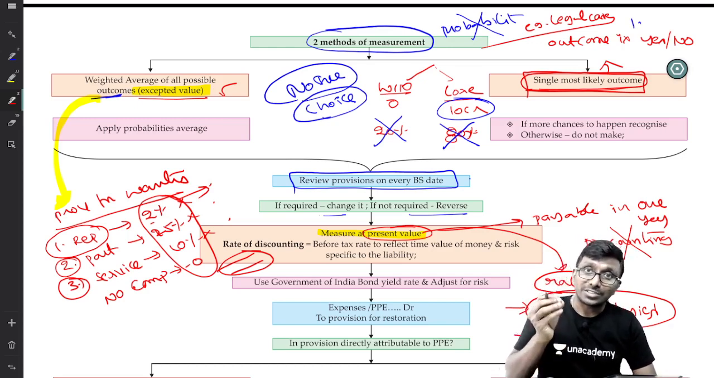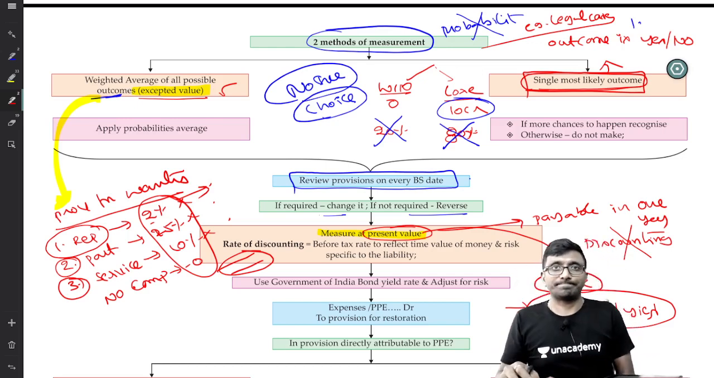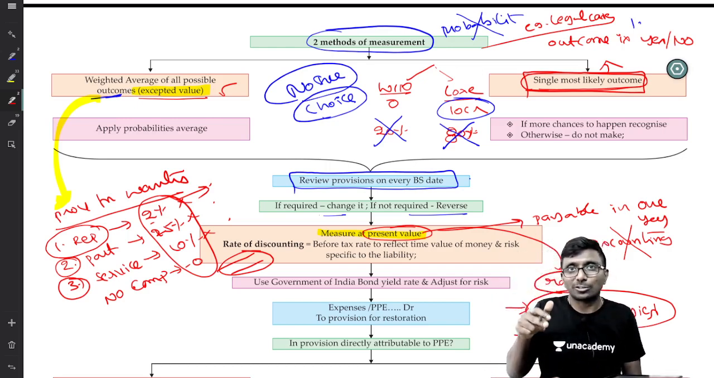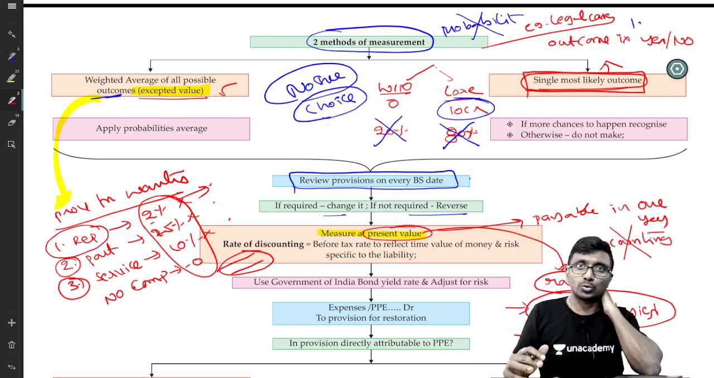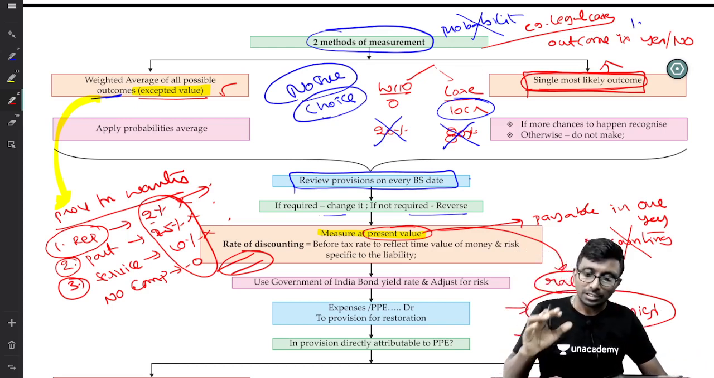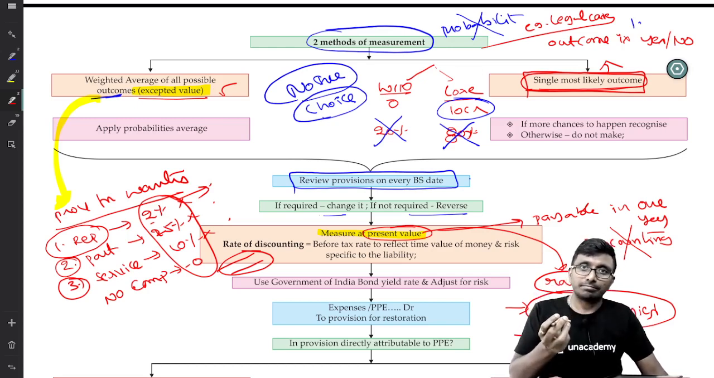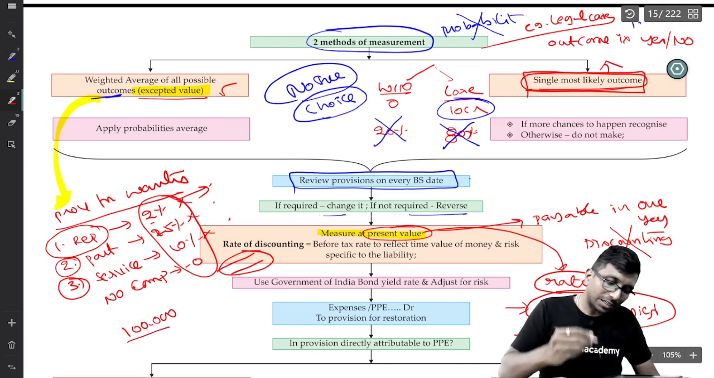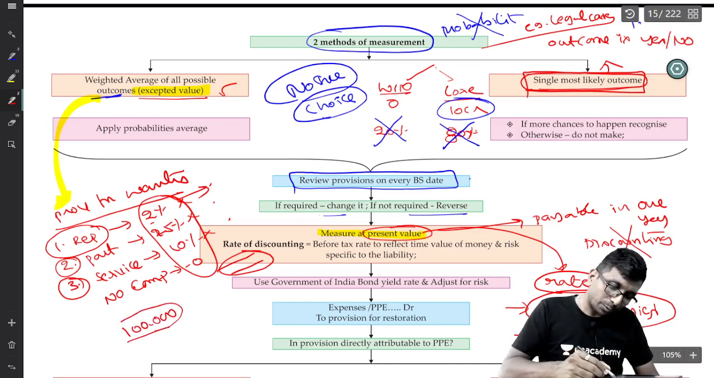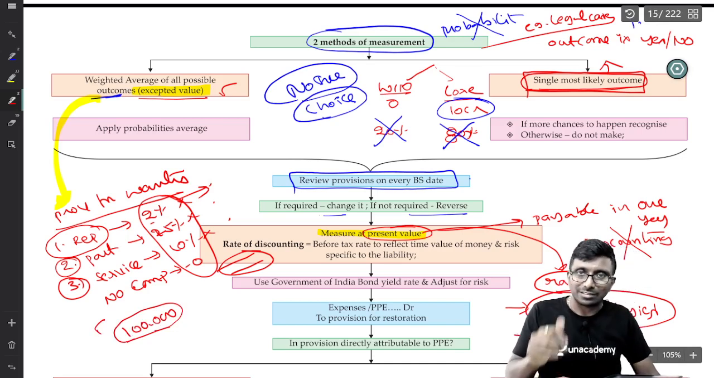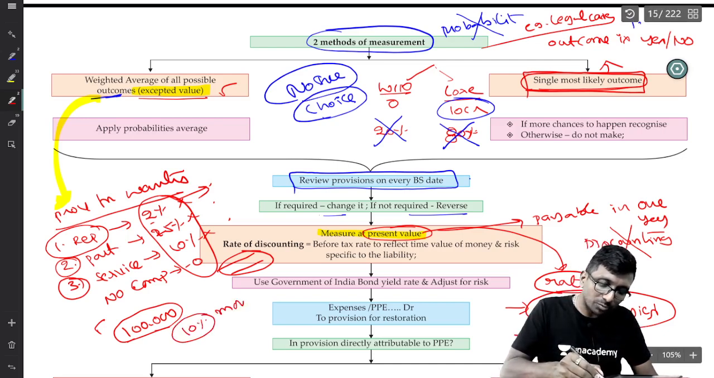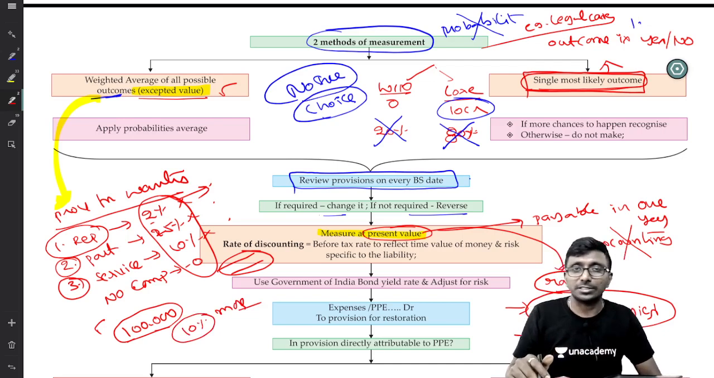And again, the rate should reflect risk specific to the liability. That is one more phrase they use. Risk specific to the liability, not risk specific to the entity. Getting my point? Means what? Suppose I make a provision for 1 lakh. I feel that the present value is 1 lakh rupees. Super. But still I am expecting maybe some 10% more, there is a possibility. You understood? Risk specific to the liability.